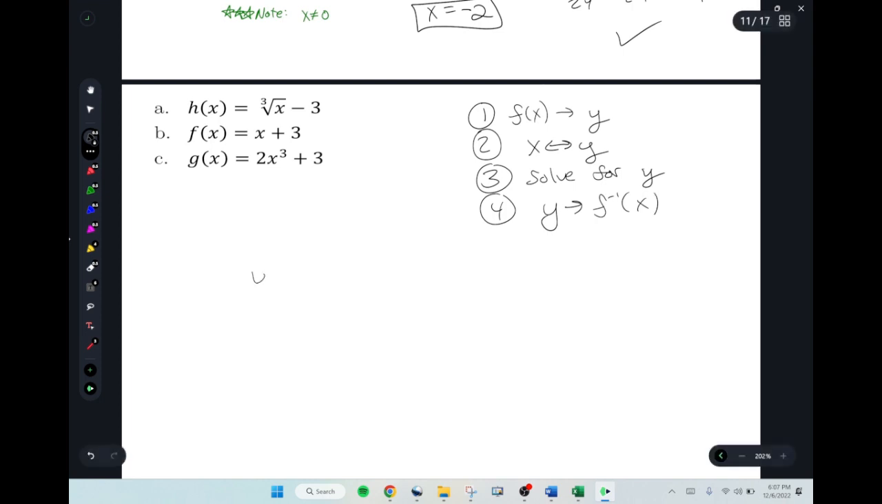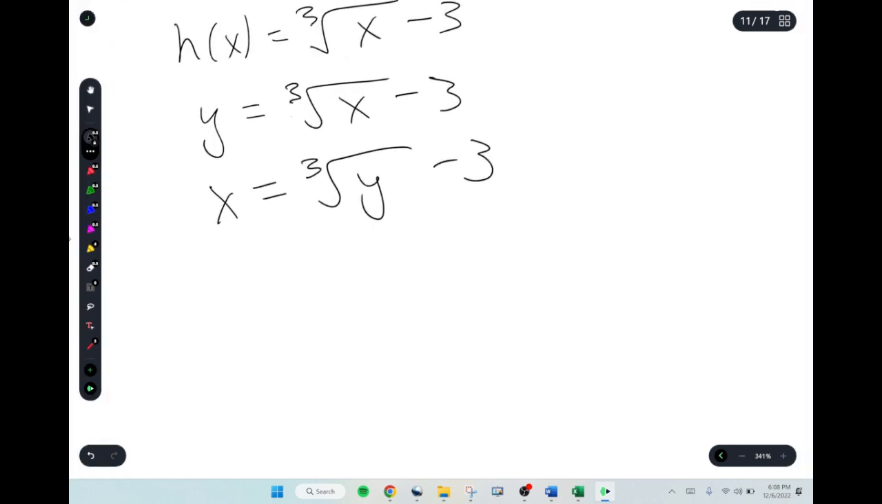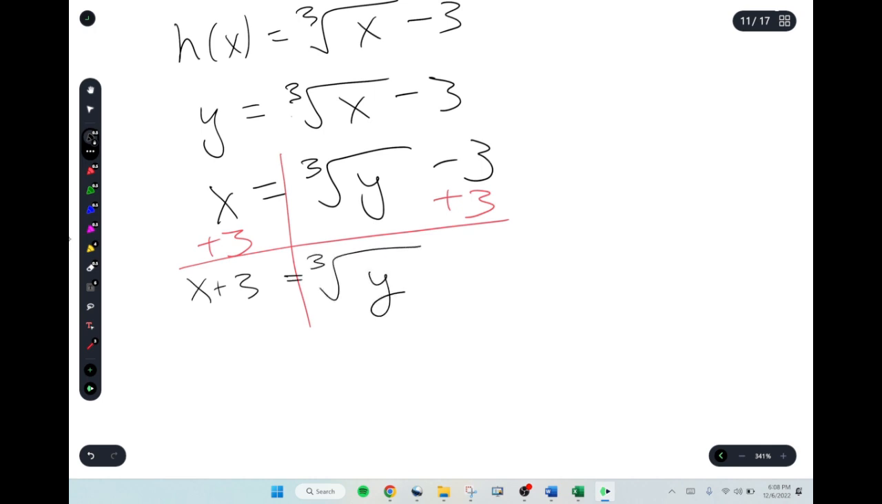So I'll do the first one. h of x equals root 3x minus 3. Y equals root 3x minus 3. X equals root 3y minus 3. Solve. Plus 3, plus 3. X plus 3 equals root 3y. How do you get rid of root 3? Cube both sides.